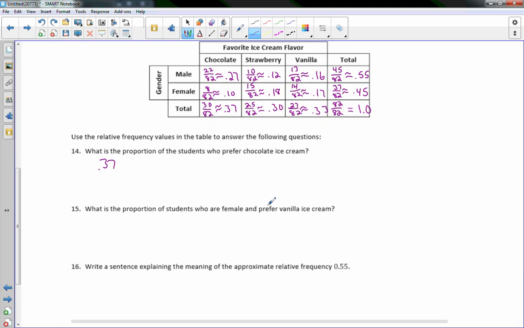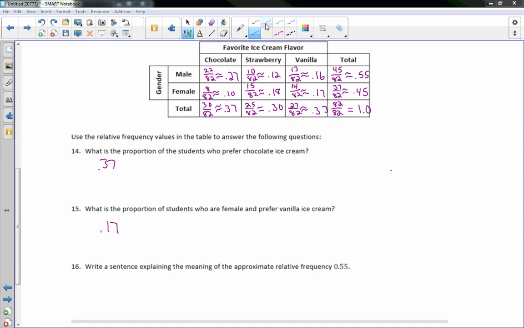What is the proportion of students who are female and prefer vanilla ice cream? So now we're doing an and thing. We want female that prefer vanilla. Well, that's right here. Female, vanilla. Where do they intersect? At the 17. So that is 0.17.